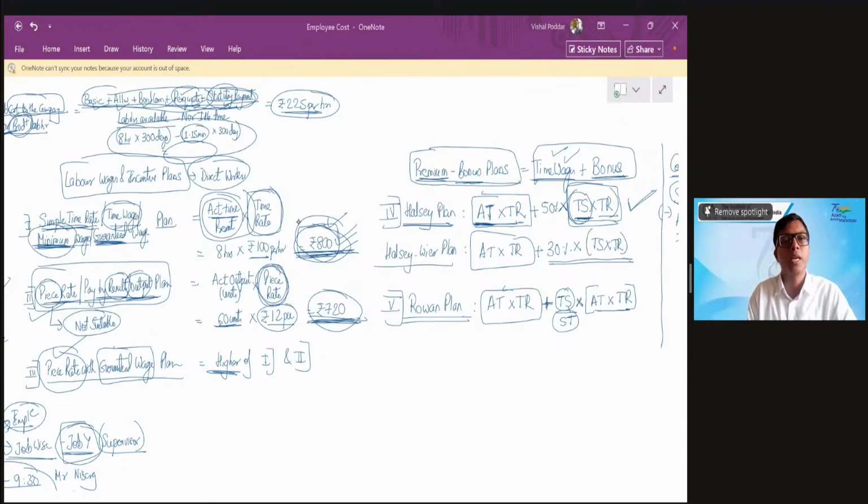Which is the best plan, we will come to know in the next class when we solve the practical sums. But if I have to give you a proper answer, the best plan is generally considered to be the Rowan plan. But still, depending upon the nature of business and the type of production, you can select other plans also. But generally, Rowan is considered the best plan.